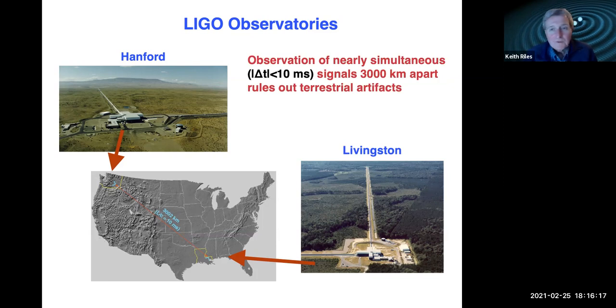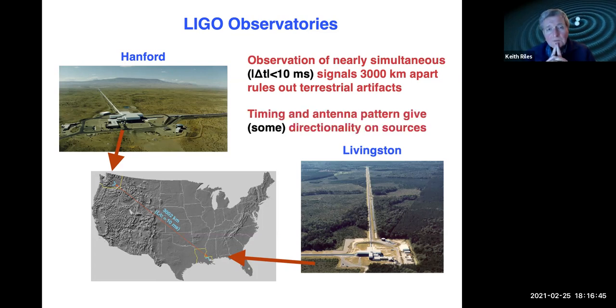Having the observatories that far apart means that we can rule out almost every terrestrial artifact that might otherwise fool us. If we see the same signal in Washington and Louisiana within 10 milliseconds of each other, there's not much in nature that can mimic that. You know, there are some few oddball things, but for the most part, that eliminates things we might otherwise be worried about being fooled by.